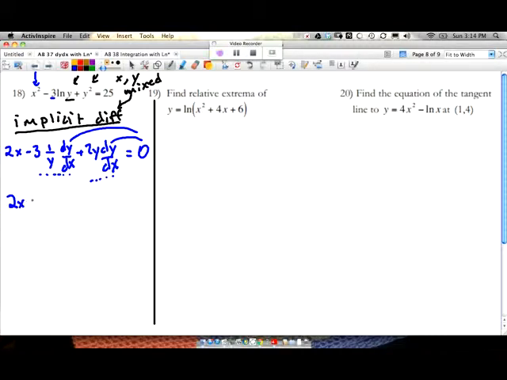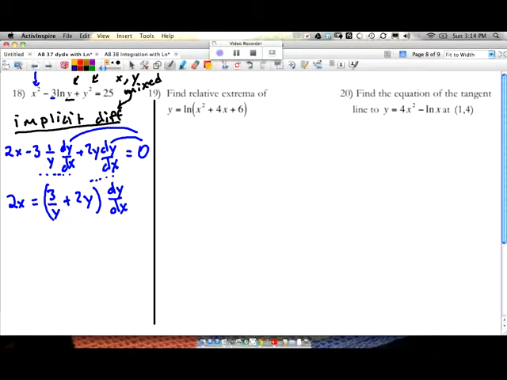We'll leave the 2x over here. That means over on the right side we're going to have 3 over y plus 2y, all of that times dy dx. I'm going to go ahead and factor out the dy dx.